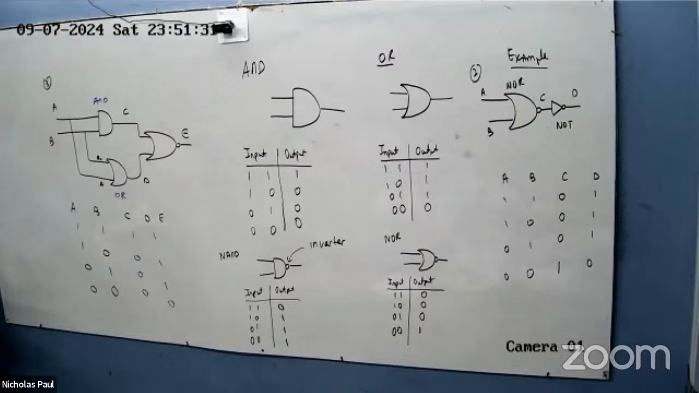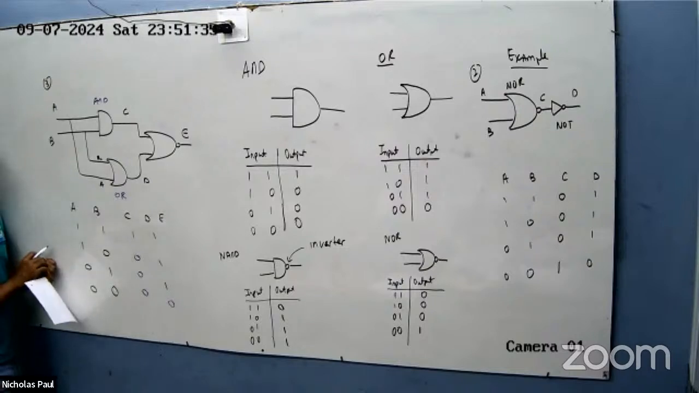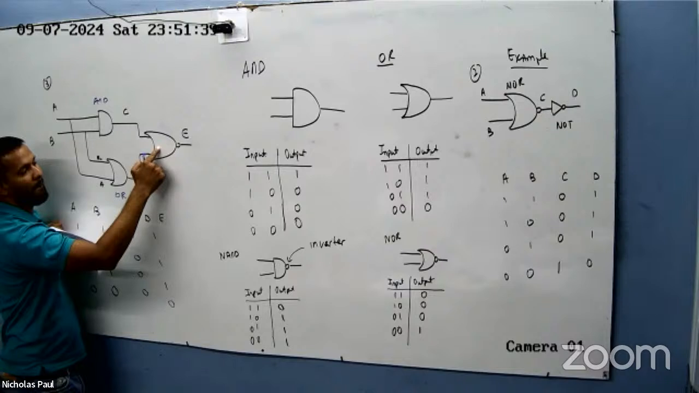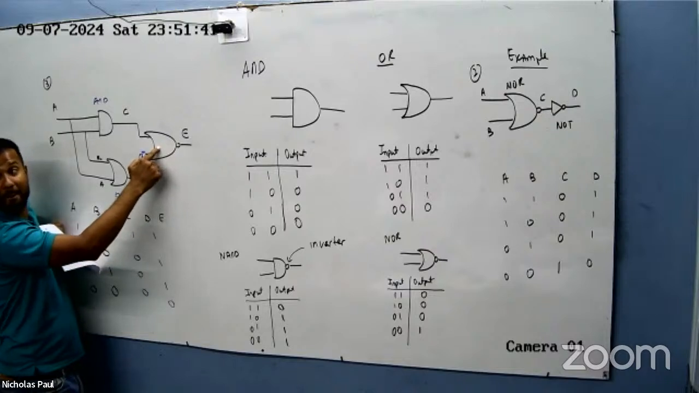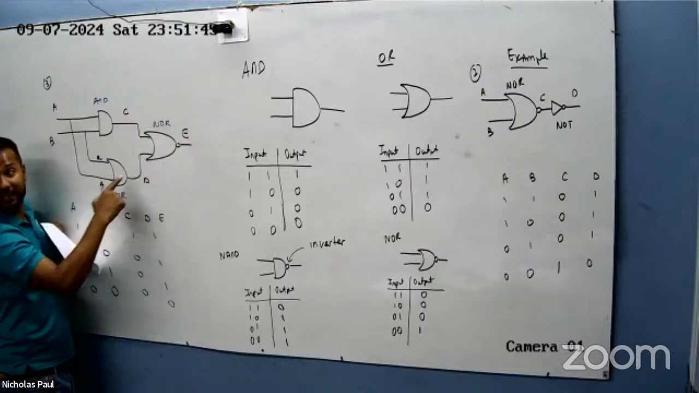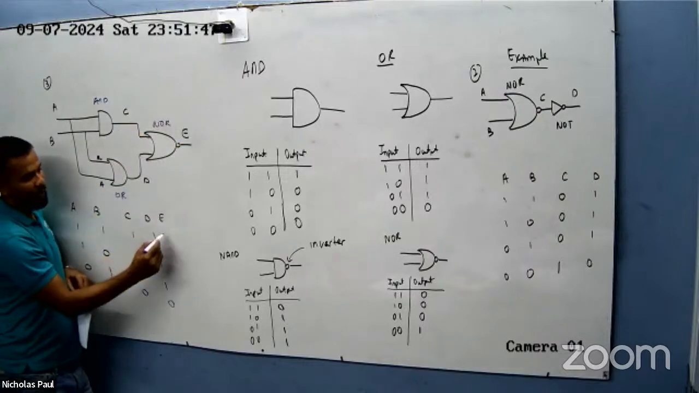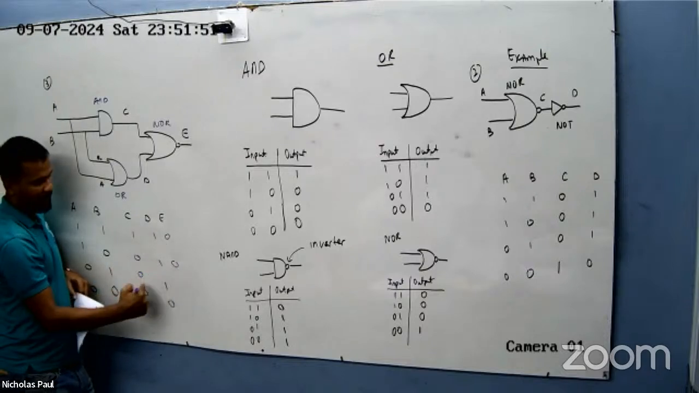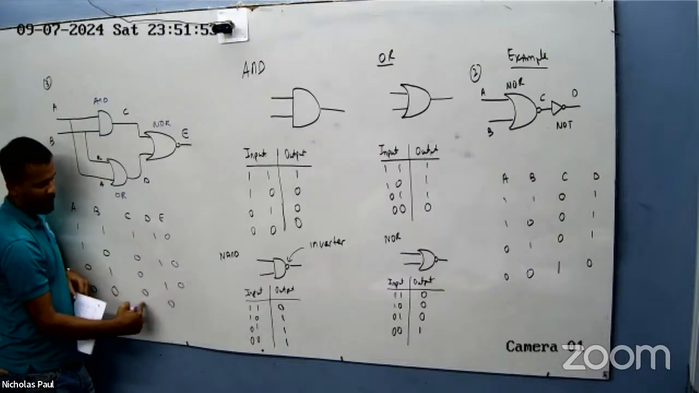Shakira, E. What does this say, Shakira? Nice. So you're looking at C and D to give E, right? So 1, 1 in a NOR gate is 0. 0, 1 is 0. 1, 0 is 0. 0, 0 is 1.